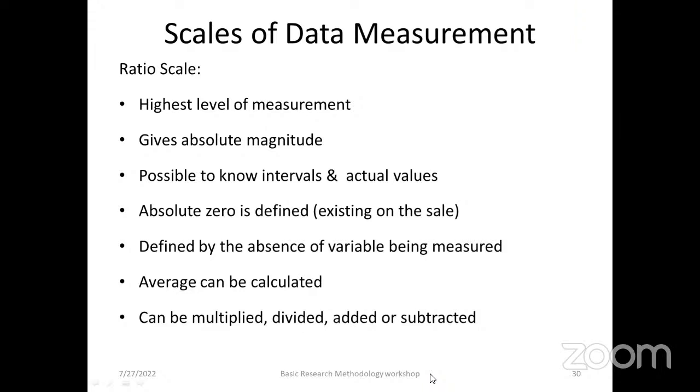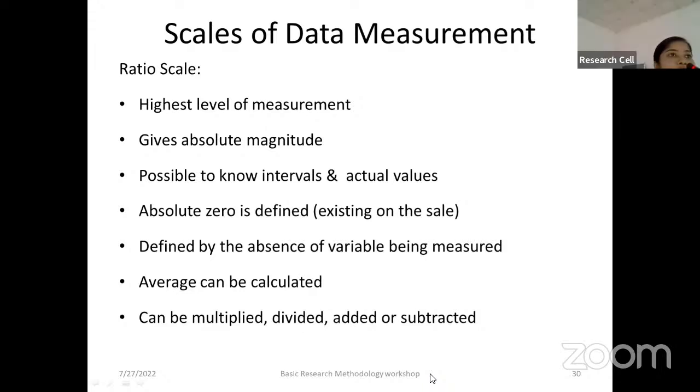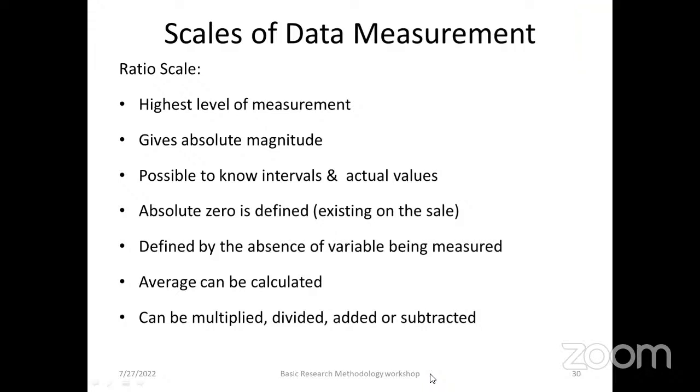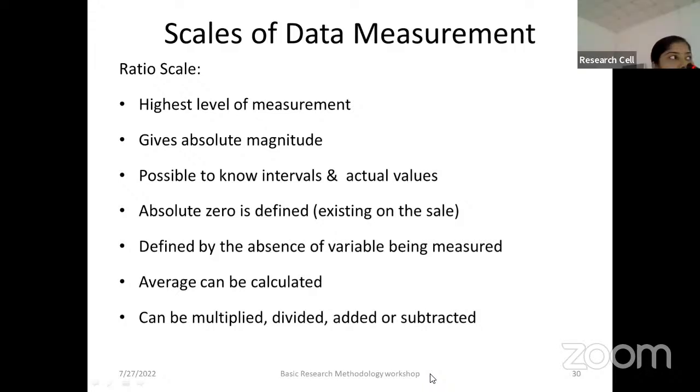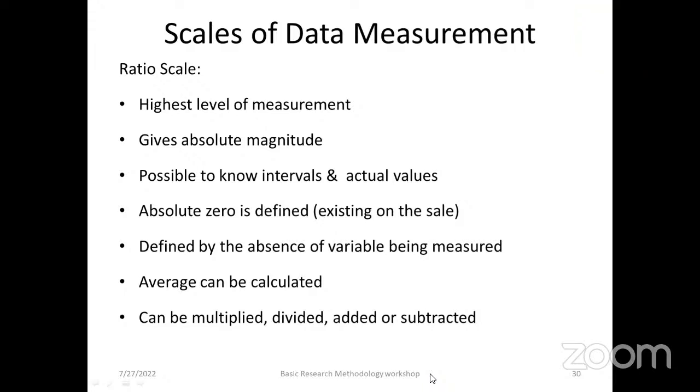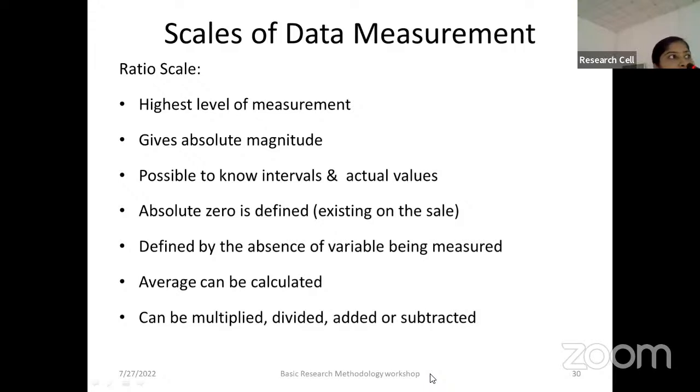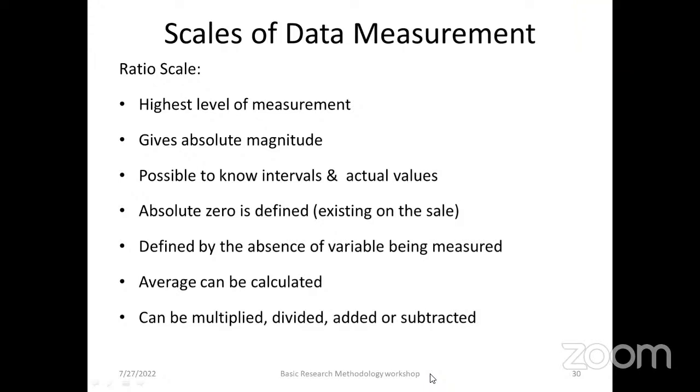Multiplied, divided, added, or something. Okay. When we have the exact number, it can be calculated. We have two people and we have three people. So two people and three people, 2 into 3, we can multiply it. We can add it. We can divide it.